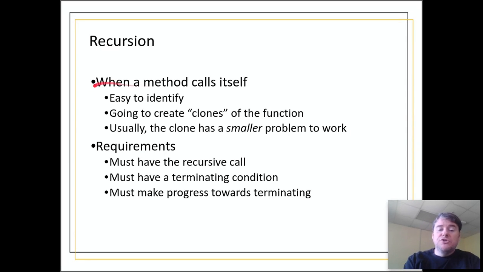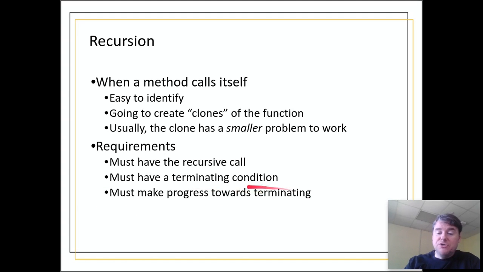So, how do you know that you are dealing with a recursive method? The answer is you are always going to see a call to yourself inside of the method. That is going to have the effect of creating clones of the function, and each clone is going to have a slightly smaller problem to work. So the clones are eventually going to work their way back until you get asked, what is the factorial of 1? Once you get there, you have reached the terminating condition, and there must be a terminating condition, otherwise recursion would go forever, much like an infinite loop.